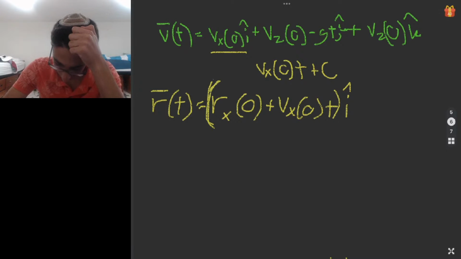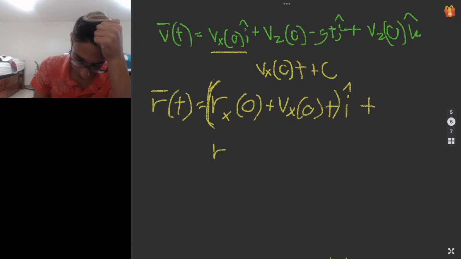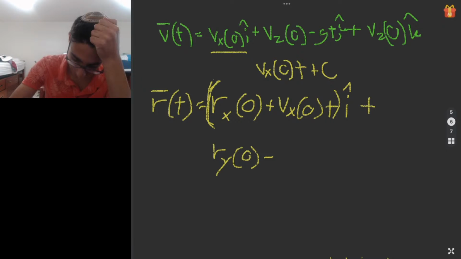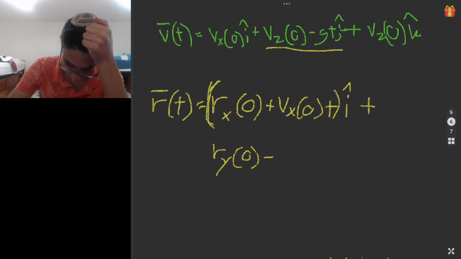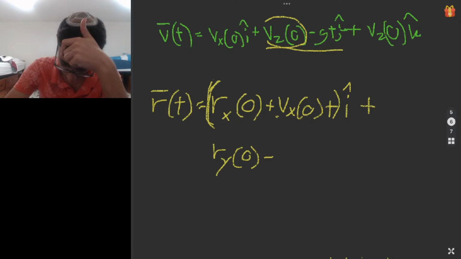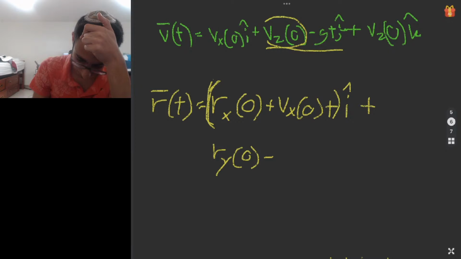So it's going to be that plus, and now we have the y, which again will be r sub y at time 0 plus, and now we have to find out what the antiderivative of this term is. So it's going to be v sub z 0, and we know that this kind of term turns into this kind of term because we already had it over here, so we could just put that there.